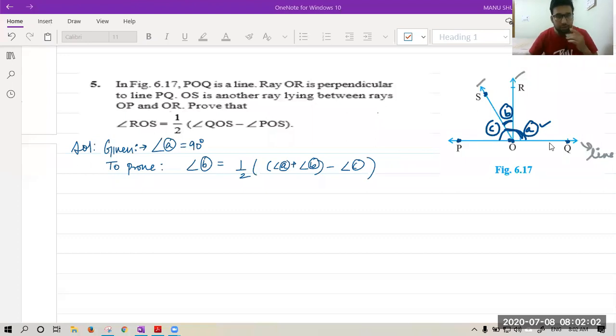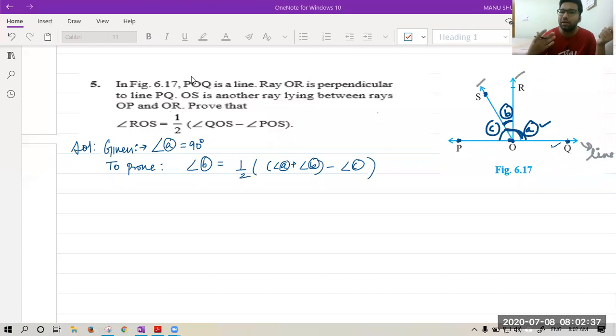Now let's start from yesterday only. So we ended the question 5 discussion yesterday. In the fifth question we saw, let's read the question again. POQ is a line, so given to us, POQ is a straight line. Ray OR is perpendicular. This makes me understand that angle A is how much? Angle A is 90 degrees. This is a clear indication. And this is also a clear indication that B plus C is also 90 degrees.